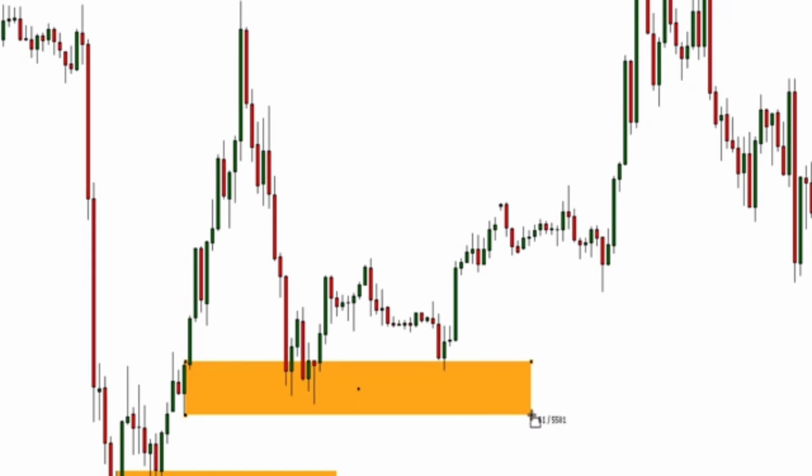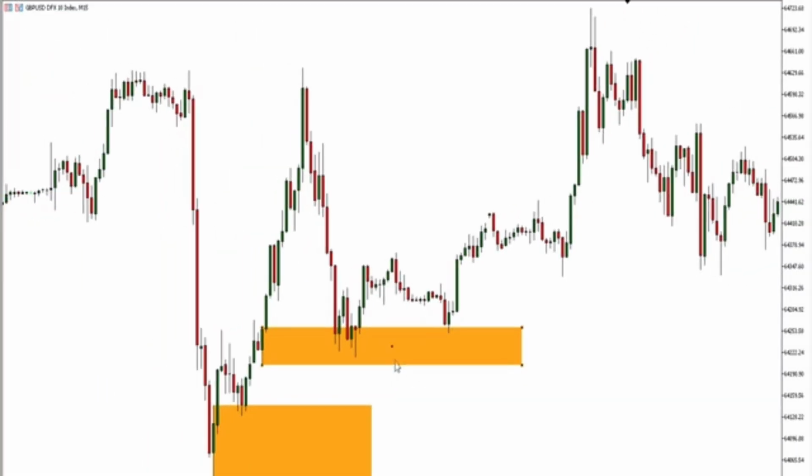Everything I'm showing you here is from experience, guys. I've been trading order blocks for a while, and it is one of my major strategies, and I've seen how beautiful it is. Over time, I've learned to use the right order block. It is not theoretical knowledge, it is experiential knowledge.